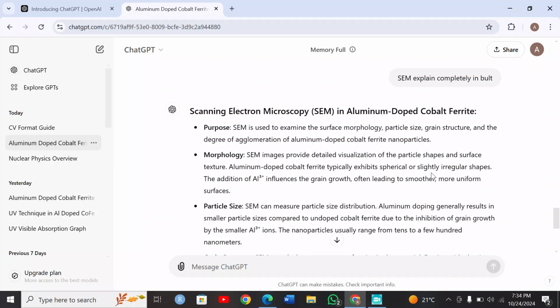If anyone asks you the question, what is the shape of aluminum doped cobalt fluoride, then the answer is spherical or slightly irregular shaped.